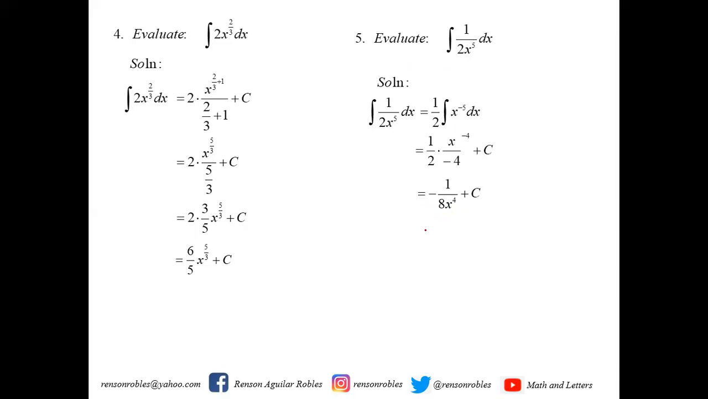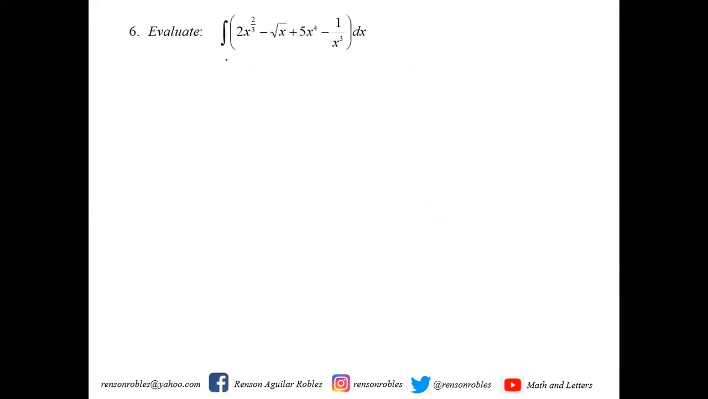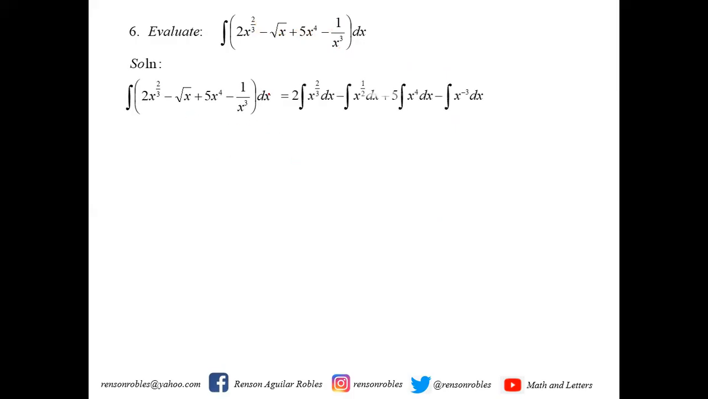Okay, then another example. Say you have the integral of 2x raised to 2/3 minus the square root of x plus 5x to the 4 minus 1 over x cubed dx. And then employing I sub 3, the integral of a sum is equal to the sum of their integrals. So you have 2, the integral of x raised to 2/3 dx, minus the integral of x raised to 1/2 dx, plus 5 integral of x to the 4 dx, minus the integral of x raised to -3 dx.